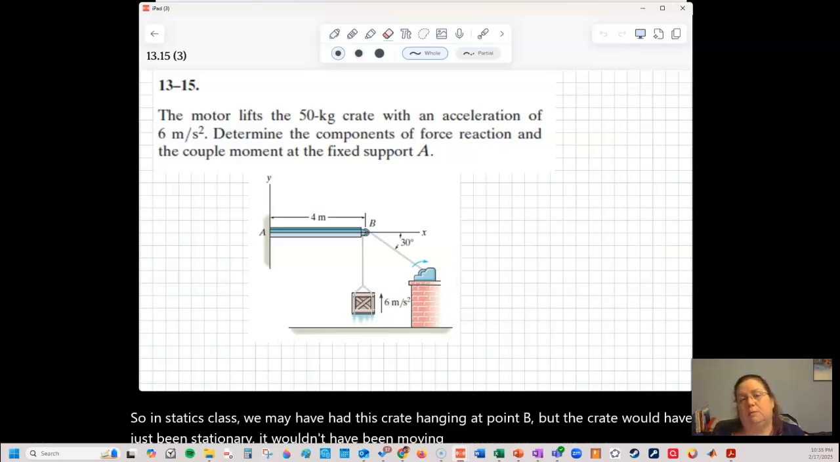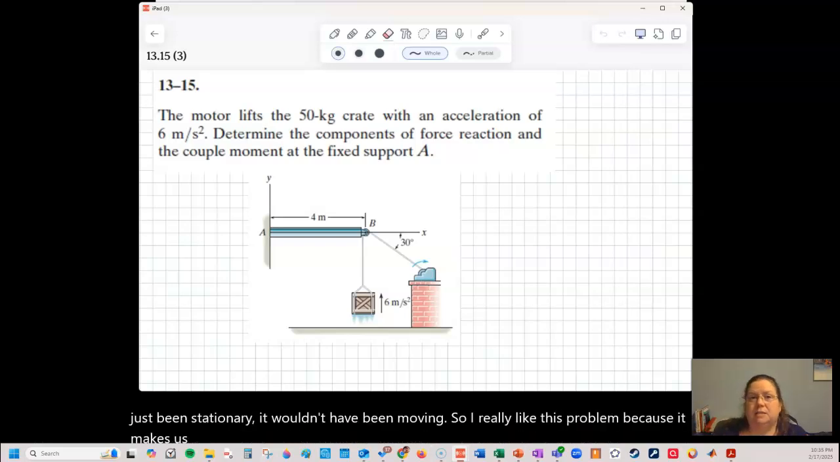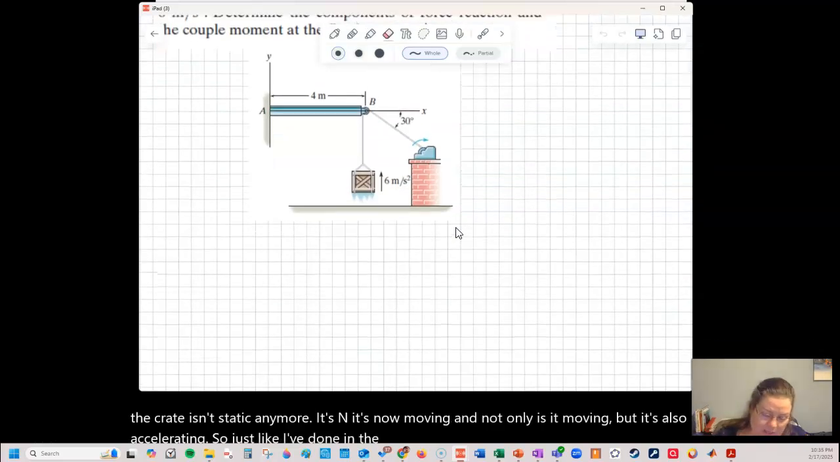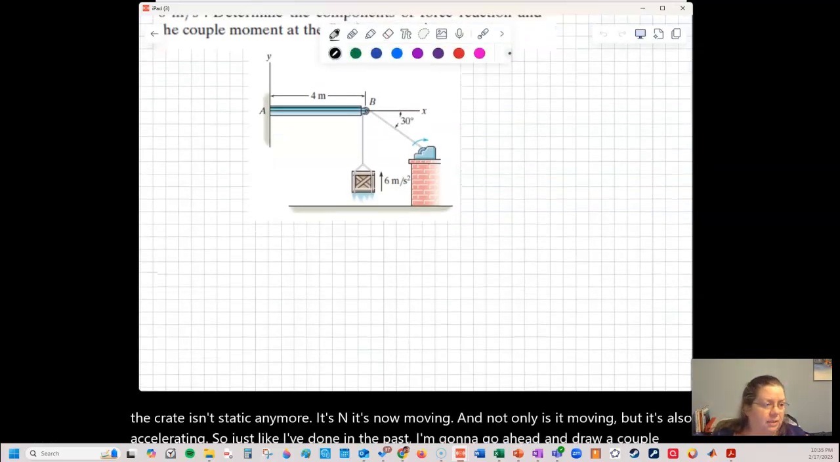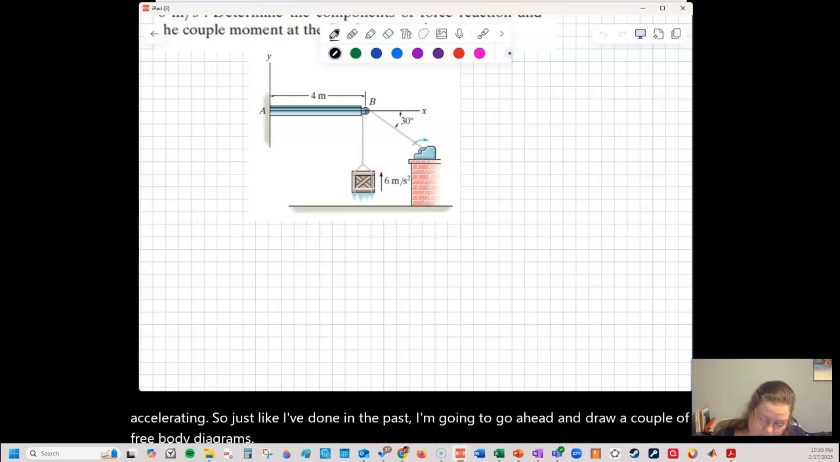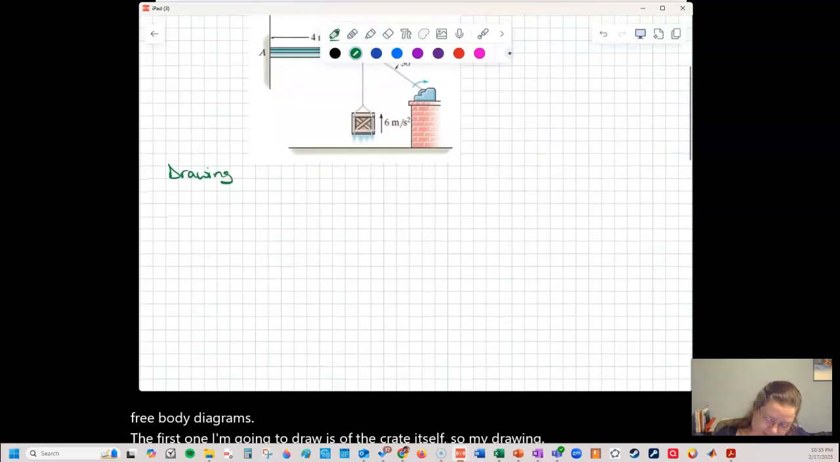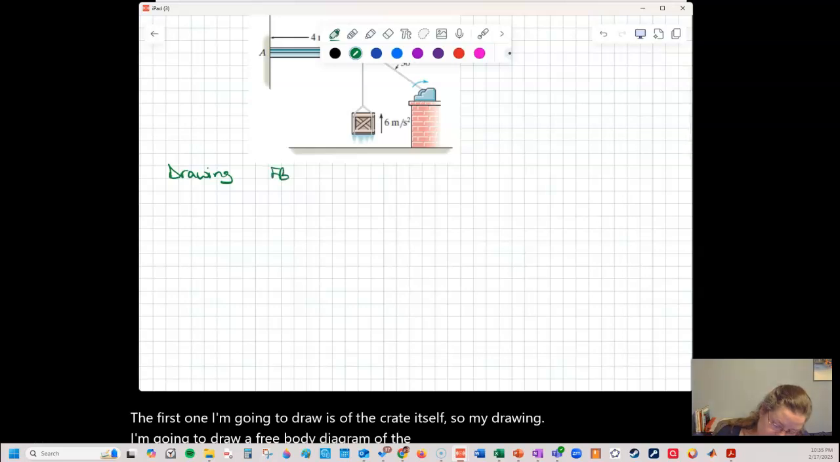So I really like this problem because it makes us revisit a few concepts from statics, but then it adds the complexity of the fact that the crate isn't static anymore. It's now moving, and not only is it moving, but it's also accelerating. So just like I've done in the past, I'm going to draw a couple of free body diagrams. The first one I'm going to draw is of the crate itself. I'm going to draw a free body diagram of the crate, and then a kinetic diagram of the crate.